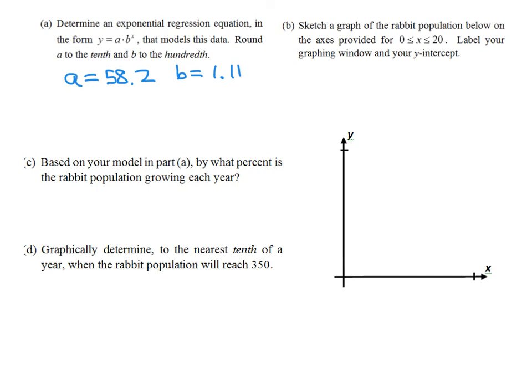If yours doesn't match mine, go back and check your table of values and make sure that you have the correct values in there, and then redo your regression. So here's my equation. I always have to end by giving my equation. 58.2 multiplied by 1.11 raised to the x.